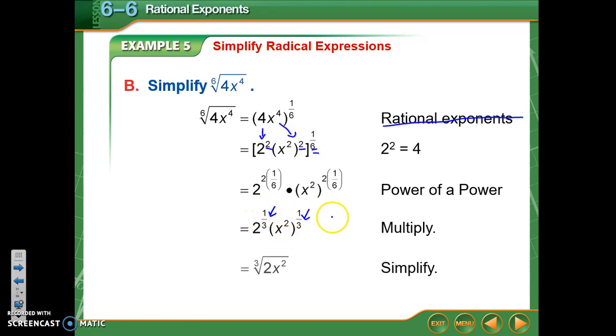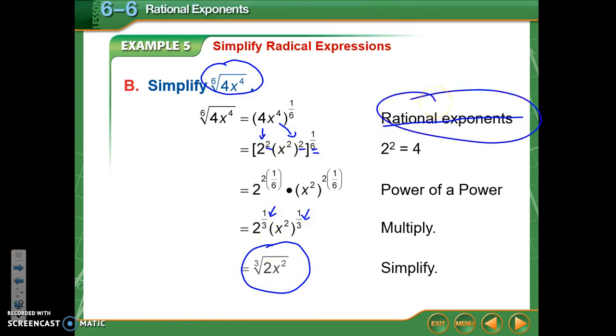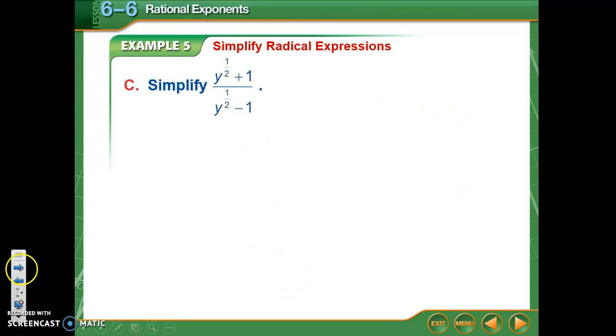So since they're both to the 1/3, 1/3 power is a cube root. So now I have the cube root of 2x squared. So this actually does simplify. It doesn't come out of its radical, but it reduces down to the cube root of 2x squared, but only if we use rational exponents. All right, one more to try together before you guys try a few.